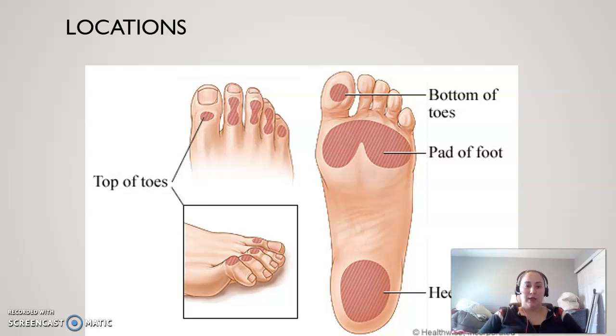So common locations for diabetic foot ulcers could be at the top of the toes or on the bottom of the toes. It could be on the pad of your foot, the heel of the foot, and also in between your toes. Also, anywhere on your foot that is bony, meaning you feel your bone really easily, if that is being pressed against a shoe, that definitely can put you at risk for developing an ulcer in that area.